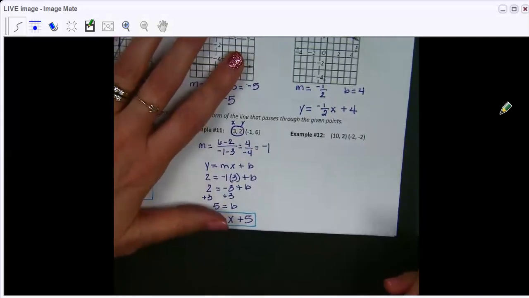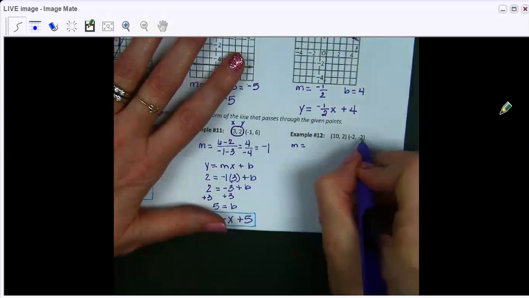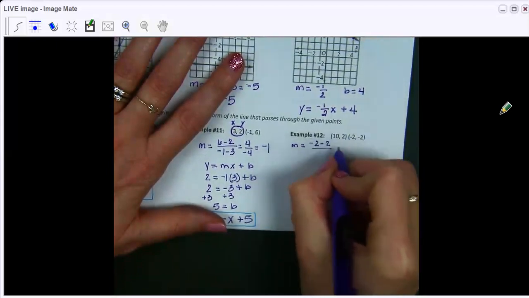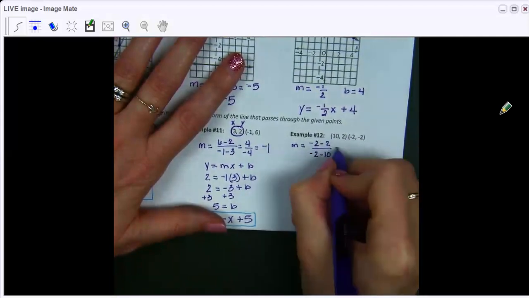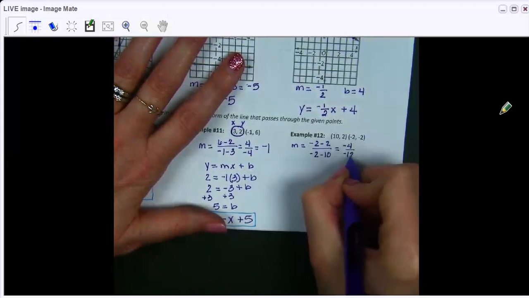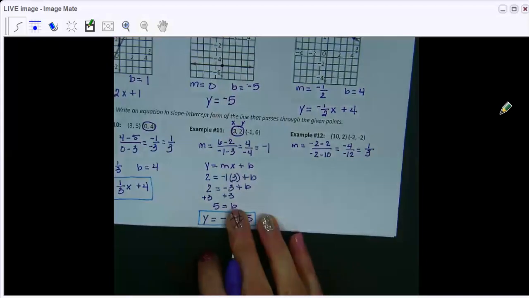So here we go. The first step is finding slope. So I'm gonna have -2 minus 2 over -2 minus 10. Go ahead and finish that and then check up here to make sure you got the same thing I did.